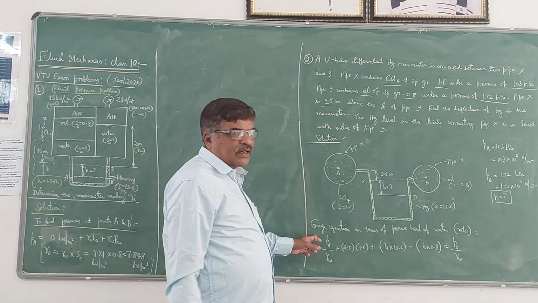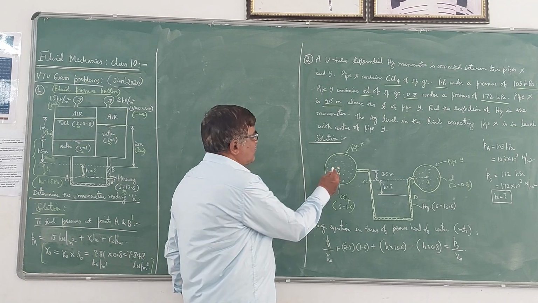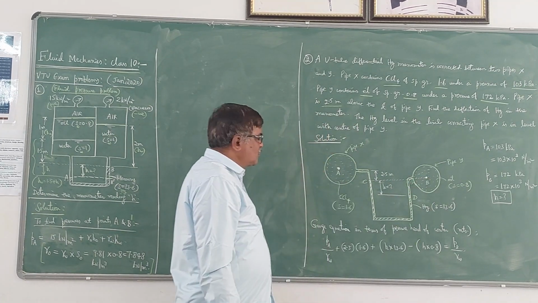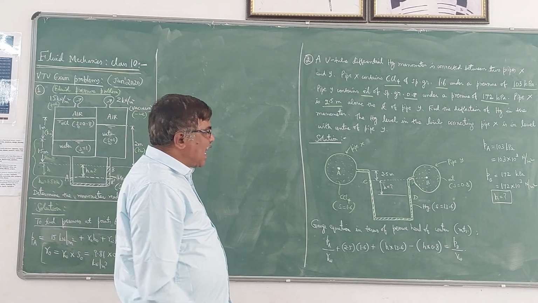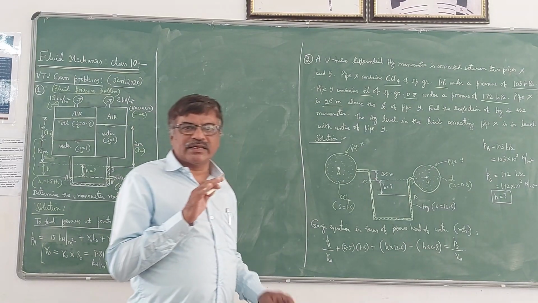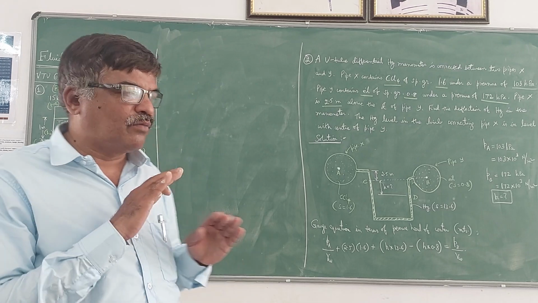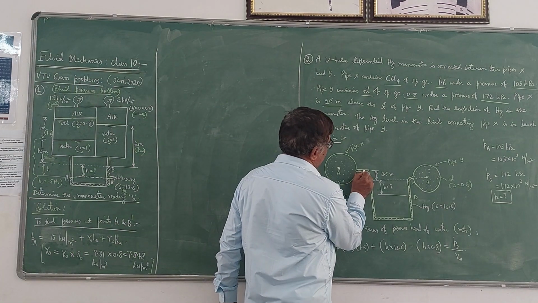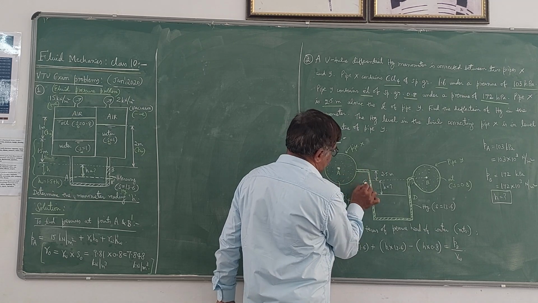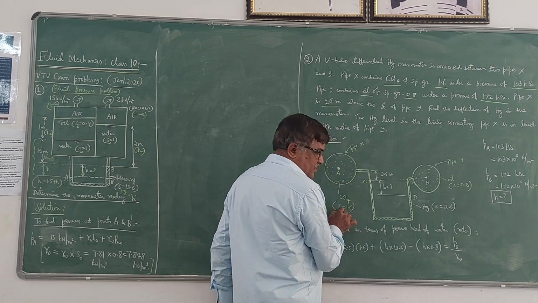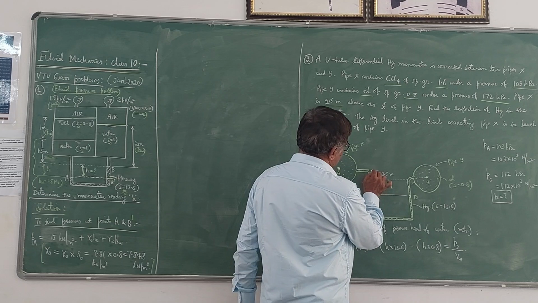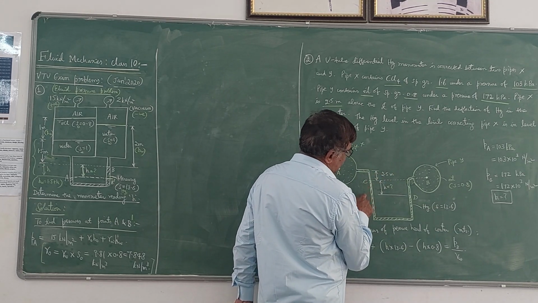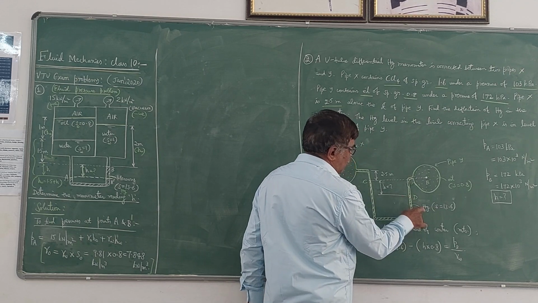Now if you start writing the gauge equation, I have to start from one point and move towards the end point. So the first point I will take as A. Wherever there is a change in liquid, you have to mark those levels. So from A to C, carbon tetrachloride is there. Specific gravity is 1.6. The difference between A and C is 2.5 meters, that is given. Then from C to D, you have mercury.